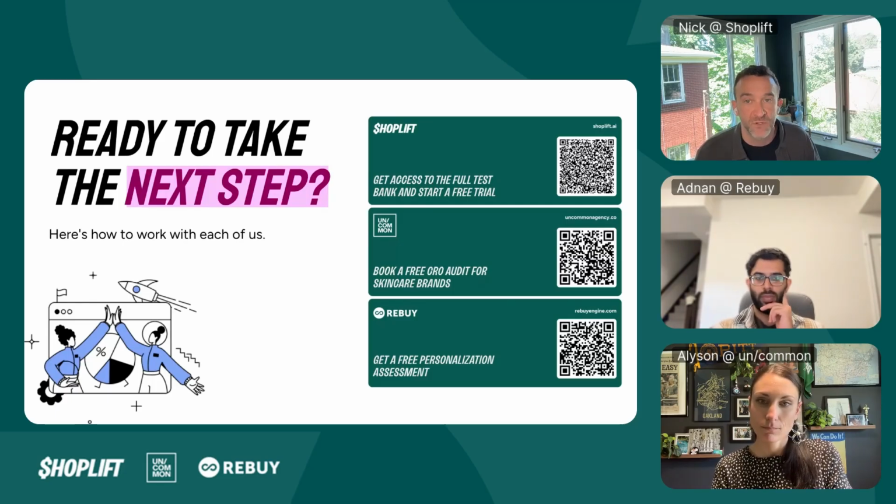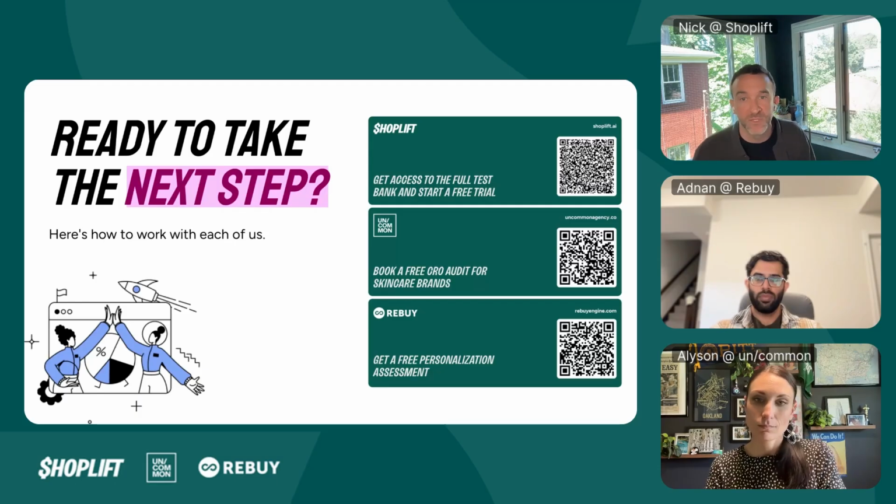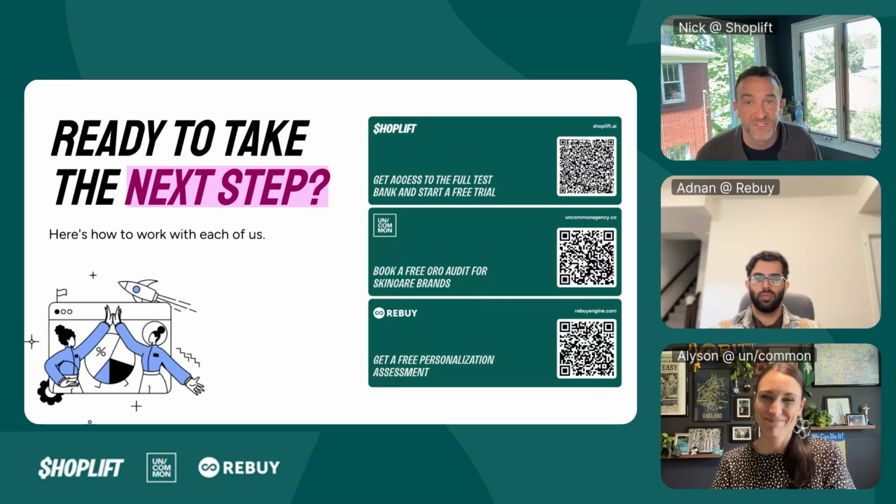So I would definitely encourage revisiting a lot of what Allison mentioned about passive personalization, as well as what Adnan and Rebuy can do with bundling products and helping people build out routines. But hey, if you're replatforming or revamping the website, you should definitely take advantage of Uncommon's CRO audit. I feel like you get a lot of alpha from that. Anything else to add, y'all?